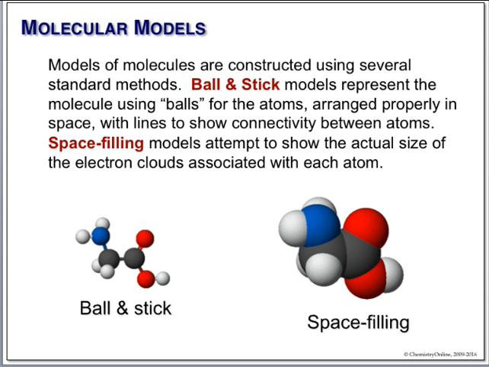A space-filling model is based on a calculation. What you do is you take the individual atoms and you calculate the electron cloud around them. And so the volume that is shown here represents 90% or so of the electron cloud. So this is a much better representation of what the molecule really looks like, but it's also very difficult to interpret because you can't see the bonds quite so clearly.